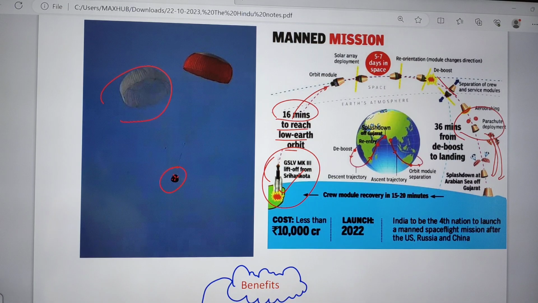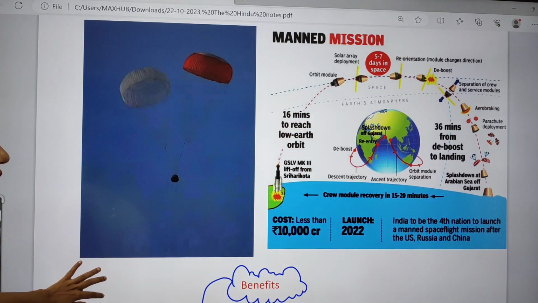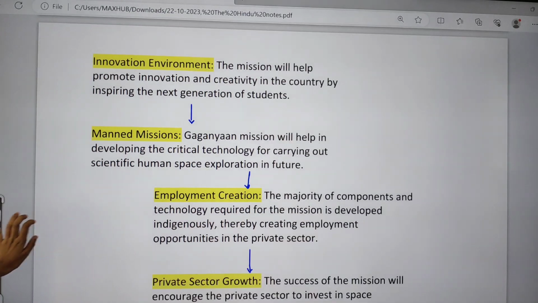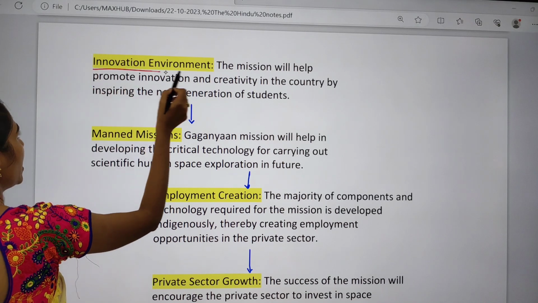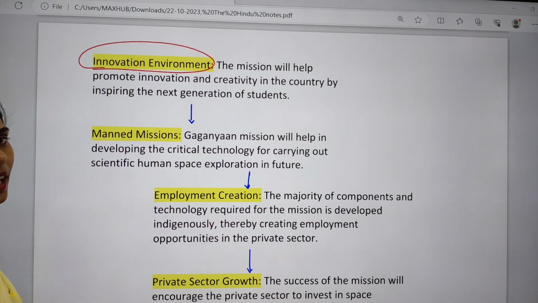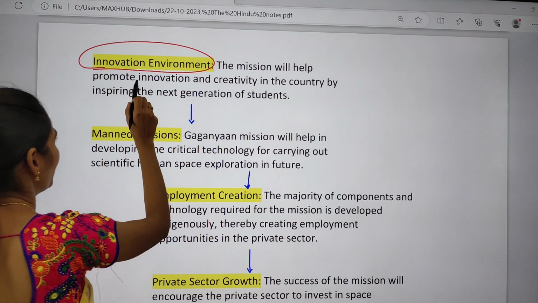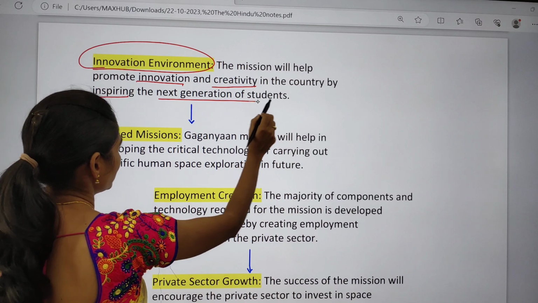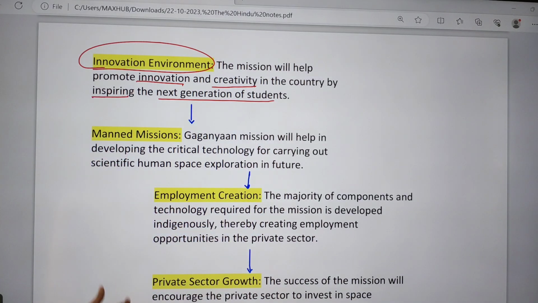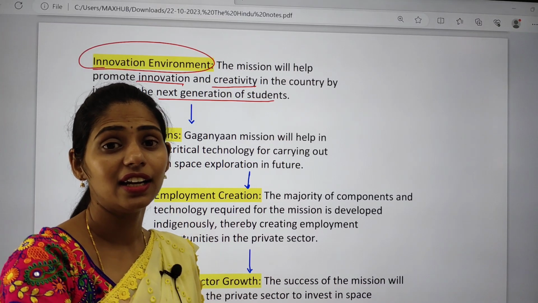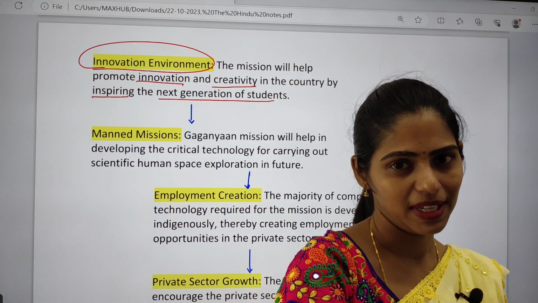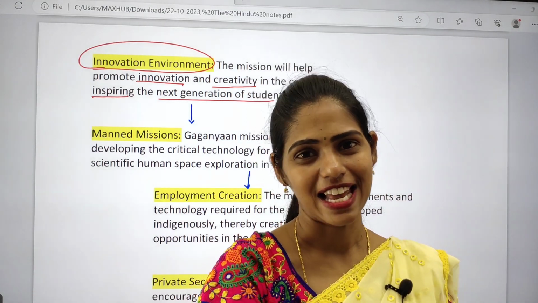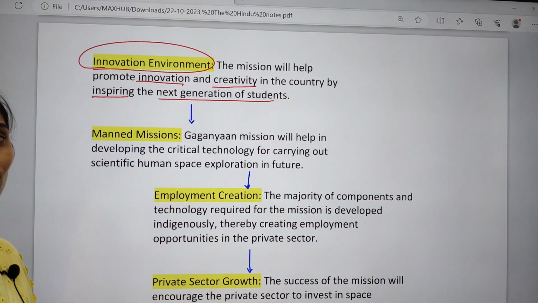Now, what are the benefits or the significance of the Gaganyaan mission? The first one is innovation. An innovation environment will be created in our country. The mission will help promote innovation and creativity in the country. We can also inspire the next generation of students through this mission, so that our next generation will understand that India is moving forward in space and they have to make contributions as well. In this way we can inspire the children.